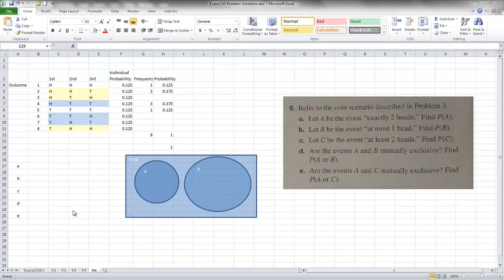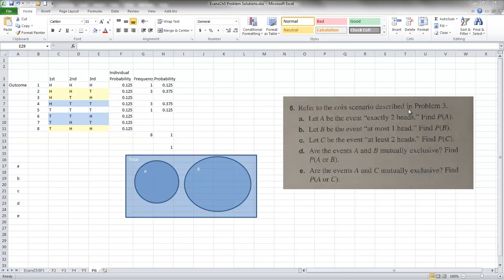This is the solution, Evans, chapter 5, problem 6, and we're going to use problem 3, so I pulled it over. I recreated the data in there and also set us up here because we have 5 parts to problem 6, and drew ourselves a little bit of a diagram here that will help understand how these probabilities work.